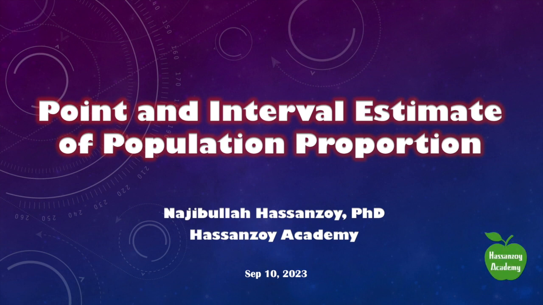This is Najibullah Hassanzoy and today I want to explain the point and interval estimate of population proportion. Mean and proportion are the two commonly used estimates in statistical analysis. That is, we are often interested to know the central values such as mean, median and mode, and ratios, shares, or proportions. A proportion is a part, share, or number considered relative to a whole. It can be expressed as a number between 0 and 1 or percentage between 0 and 100%.